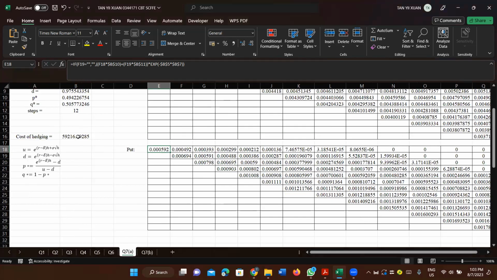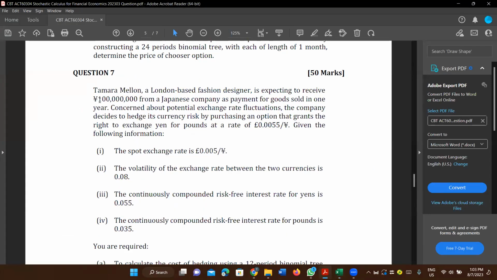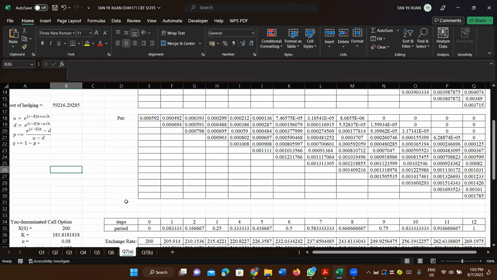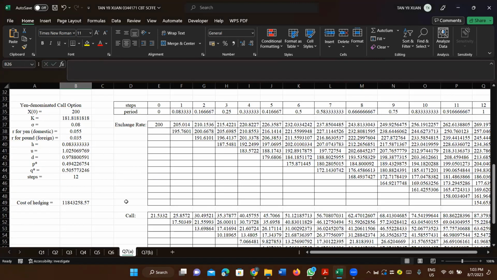The cost of hedging for this, since the question mentioned that they want to buy 100 million of yen, we just times 100 million with the price of put. So we will get 59,216. Okay, this is for the yen denominated.